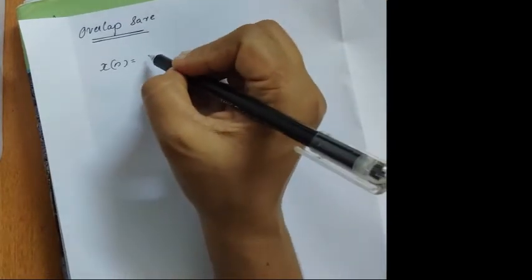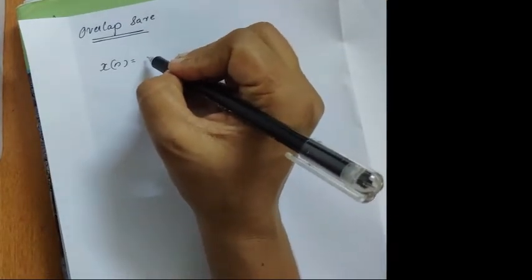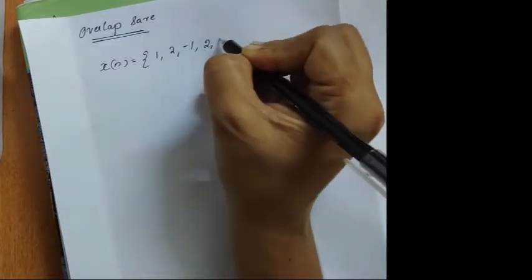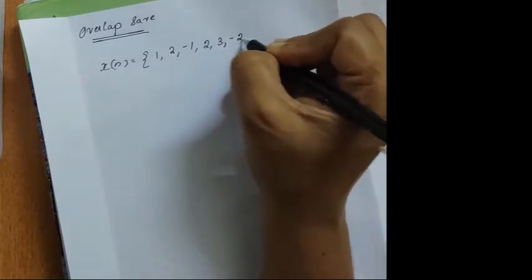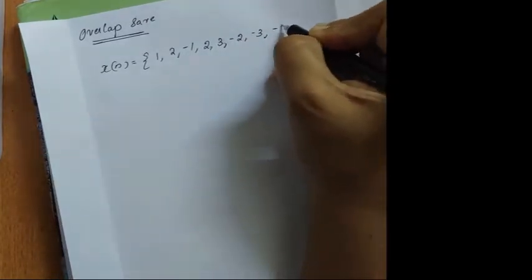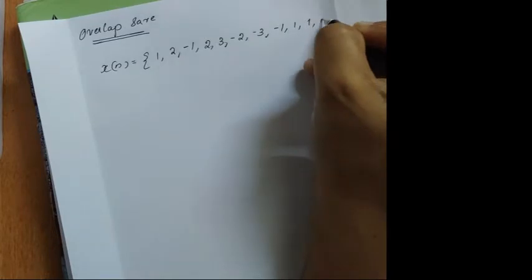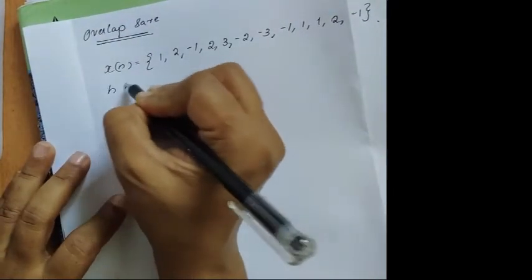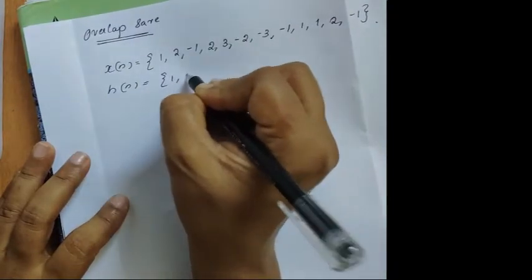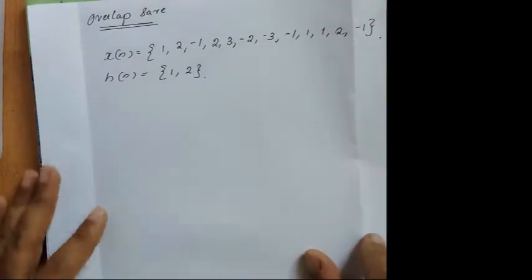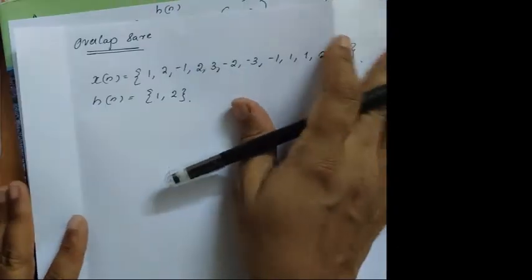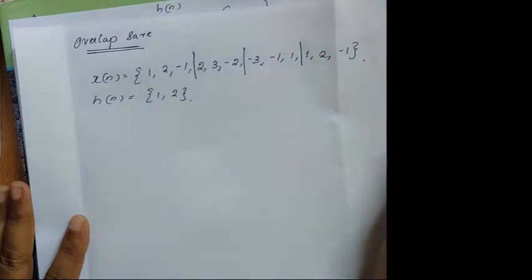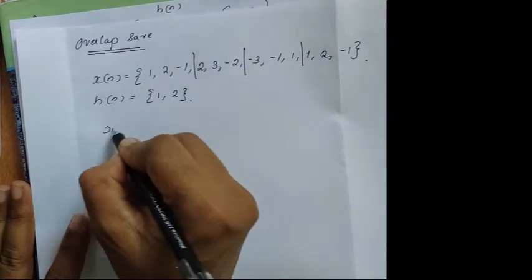We can consider the same question. X of n is equal to 1, 2, minus 1, 2, 3, minus 2, minus 3, minus 1, 1, 1, 2, minus 1. And h of n is equal to 1, 2. So as we did in the previous class, we can divide it into 3 smaller sections. So we will get x1 of n.